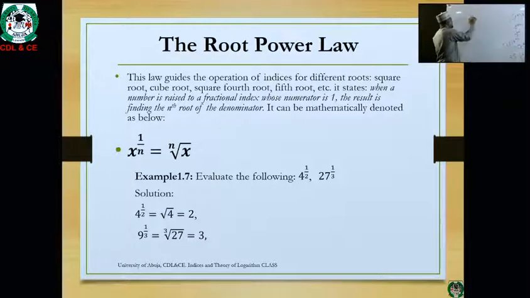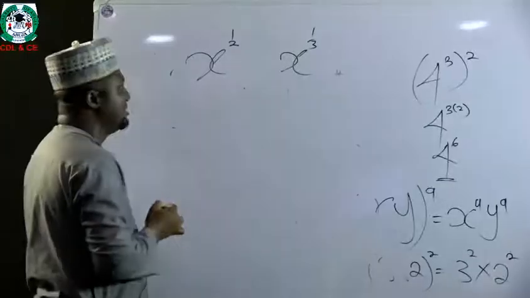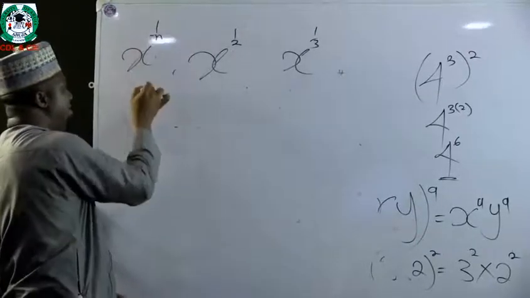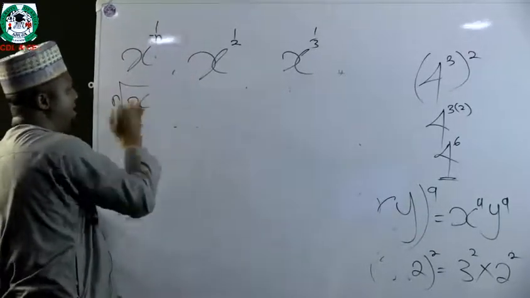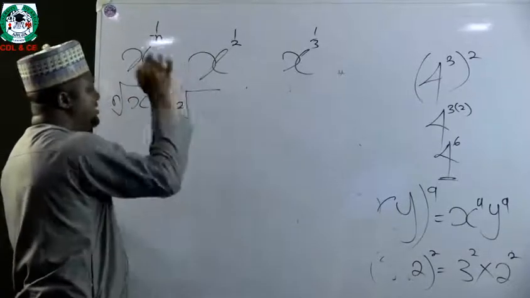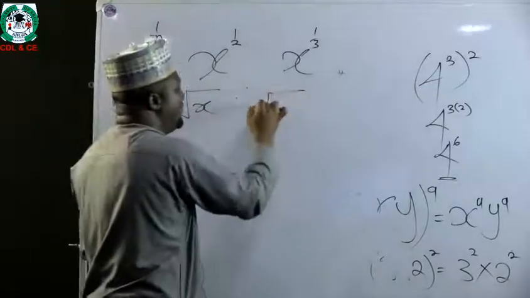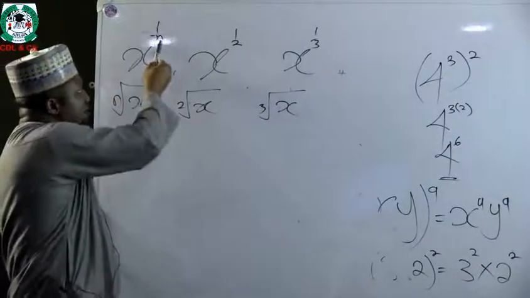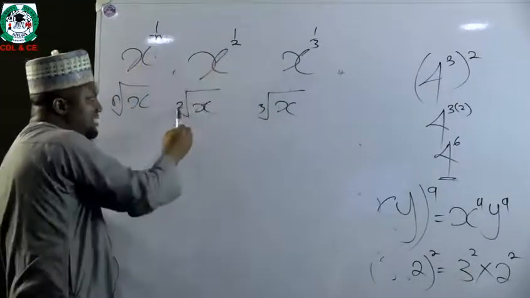Let's say x raised to power 1 over 2 and x raised to power 1 over 3. These are illustrations. If it is x raised to power 1 over n, we simply find the nth root of x. Here we find the square root of x, while here we find the third root of x. As you can see, the denominator of the index is the root, respectively.